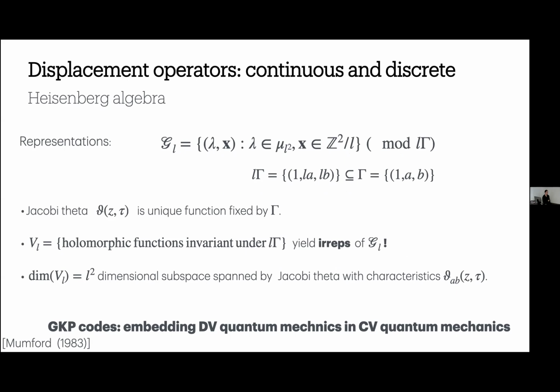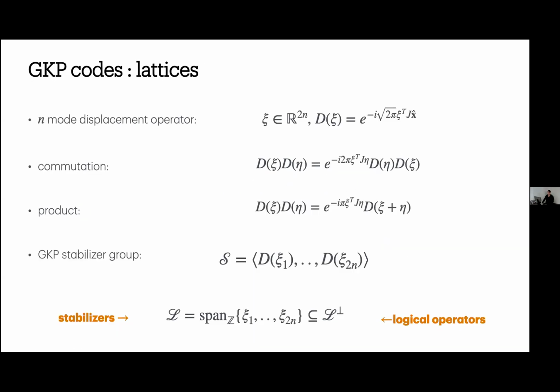Then the dimension of the subspaces goes with L squared, and is spanned by Jacobi theta functions. This is not super important for what we're going to talk about. Okay, so this was, on the one hand, motivation for GKP codes coming from physics, and on the other side, the motivation for GKP codes coming from math.